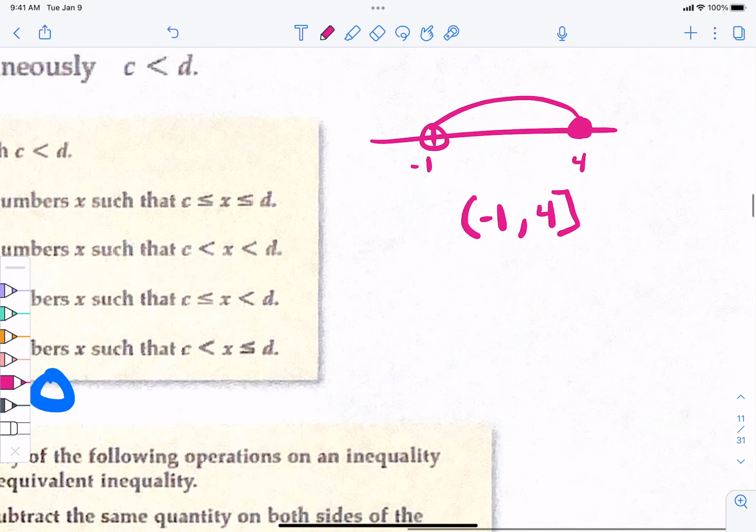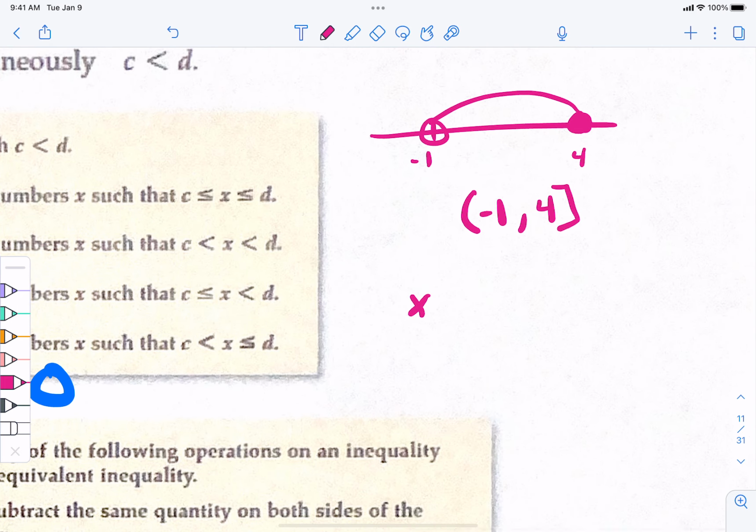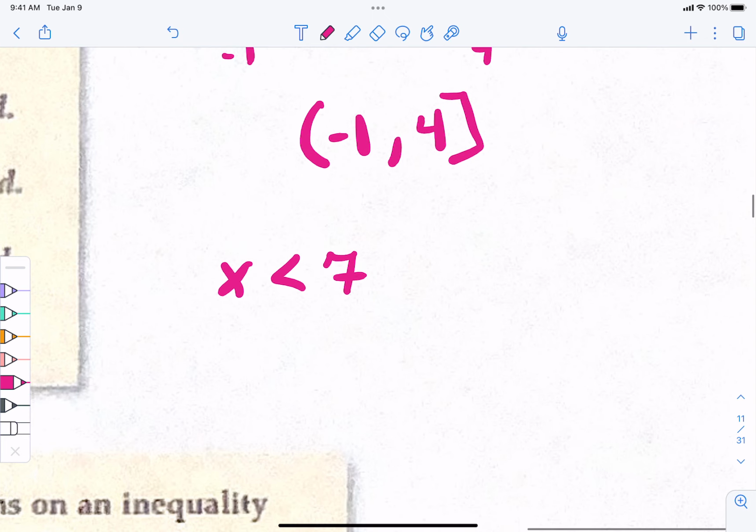Okay, now here's the deal. Let's say I have x is less than 7. How do I write that in interval notation? I'm just making this up off to the side. X is less than 7. How do I write that in interval notation?